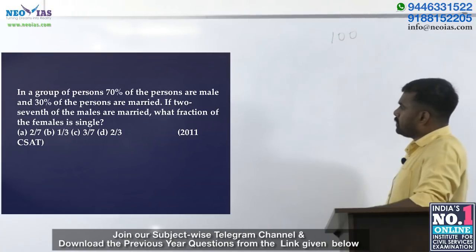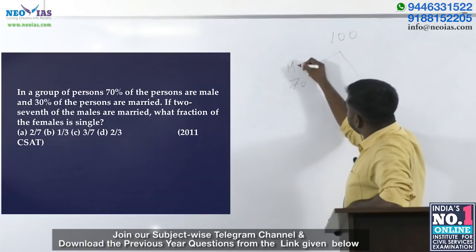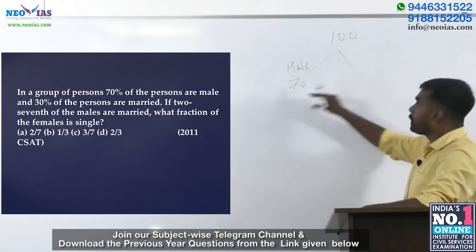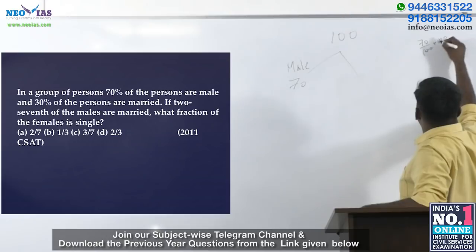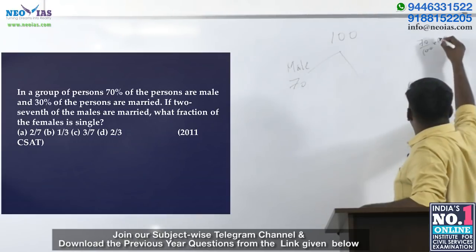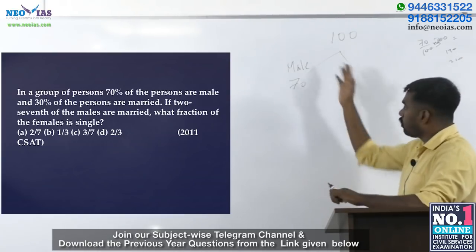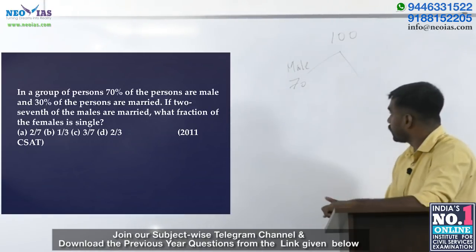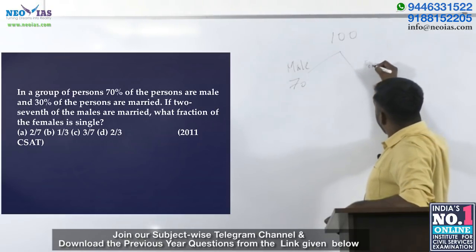Okay. 70% are male. 70% means what? 70 are male. If I was taking 200, it will be 140. How? 70% of 100 means 70 itself. If it was 200, it will become 140. If it was 300, it will become 210. Whatever value you assume, accordingly the value here will change. So, male is 70. So, obviously 100 is there. The rest are female.